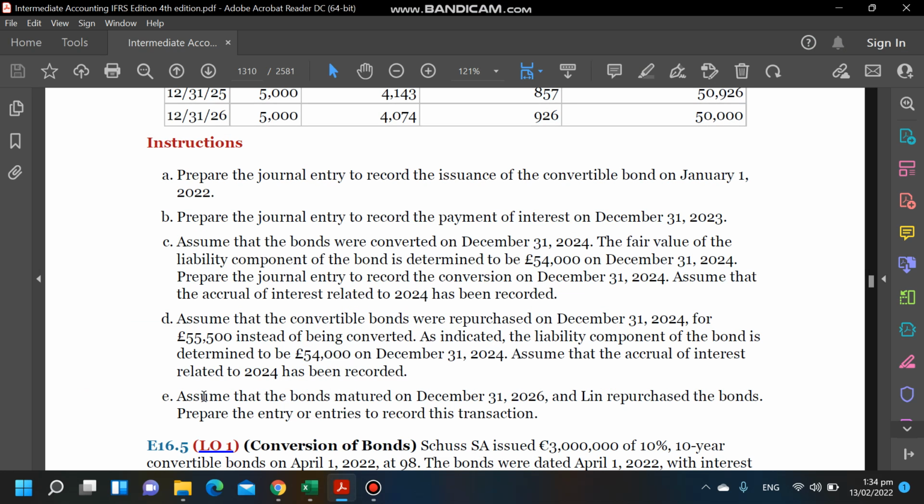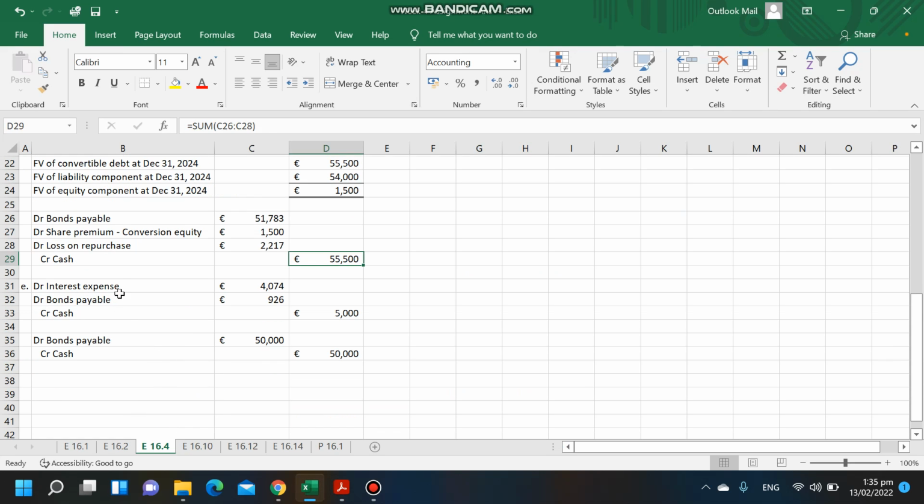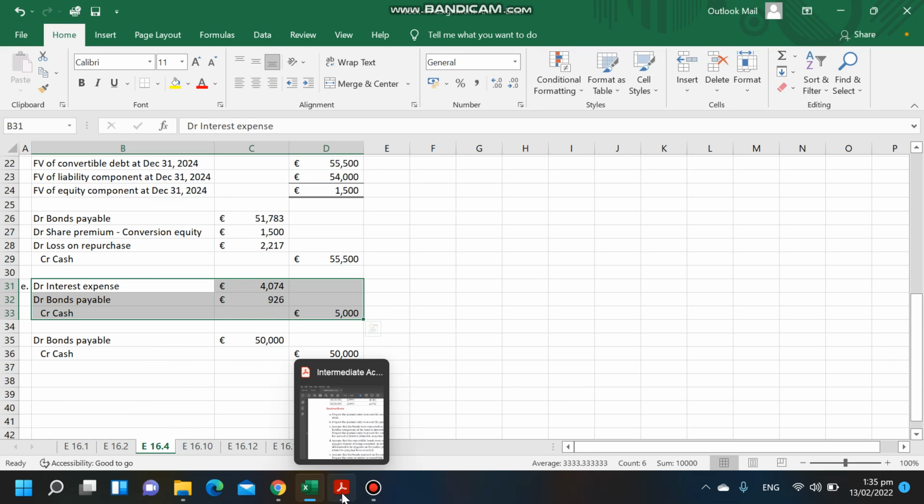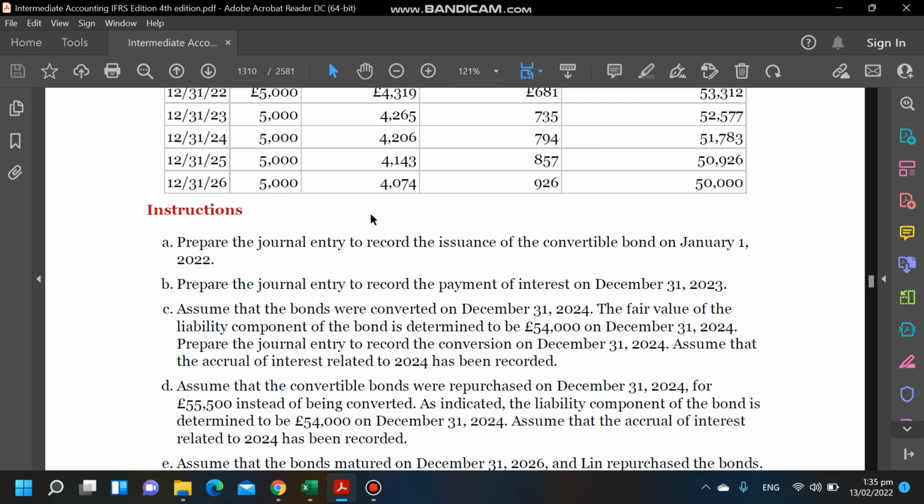The last one, assume that the bonds matured on December 31st, 2026 and Lin purchased the bonds. Prepare the entry or entries to record this transaction. So it is just a repurchase on maturity. Very simple. But first of all, we need to record the interest expense first, before we record the repurchase.